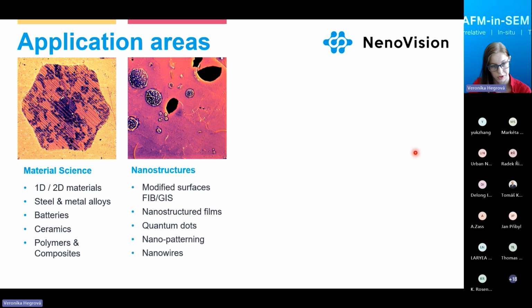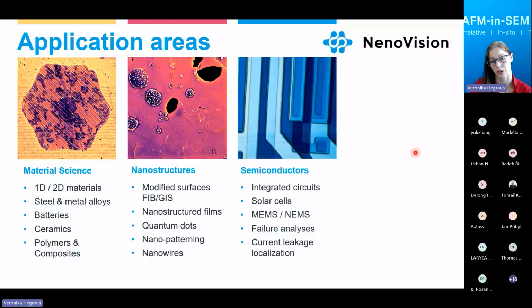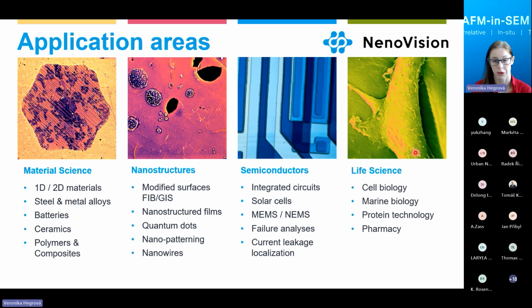Nanostructures, any modified surfaces, nanostructured films, or nanopatterning nanowires can be measured. In semiconductors, mainly integrated circuits failure analysis or current leakage localization in different ways, either wafers or cross-sections. And from life sciences, measurement of morphology of cells or mechanical properties, measurement of proteins or pharmacy are quite useful.